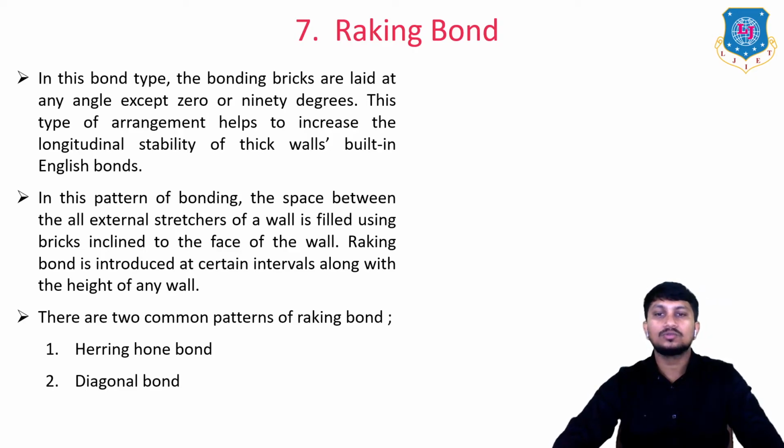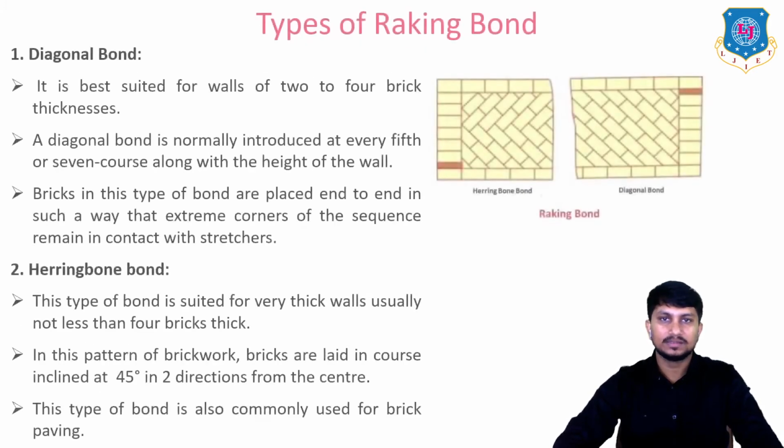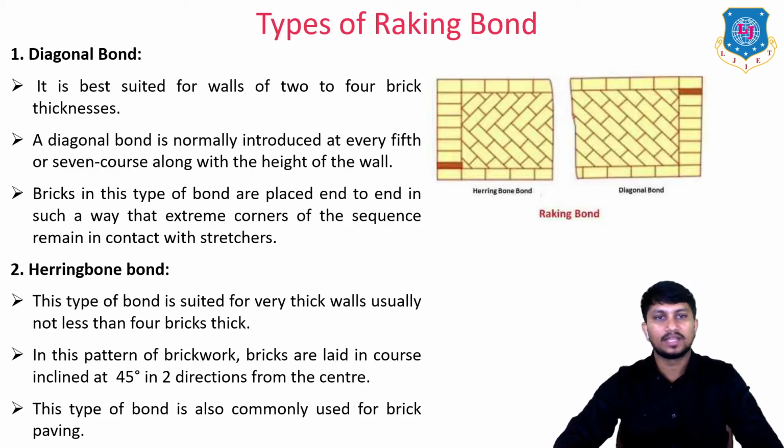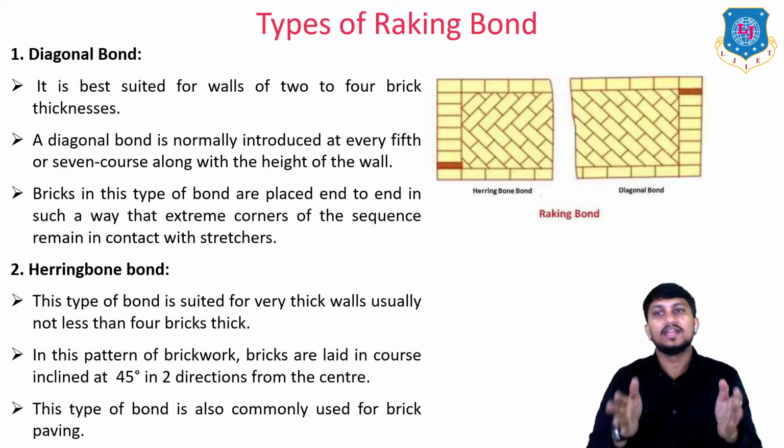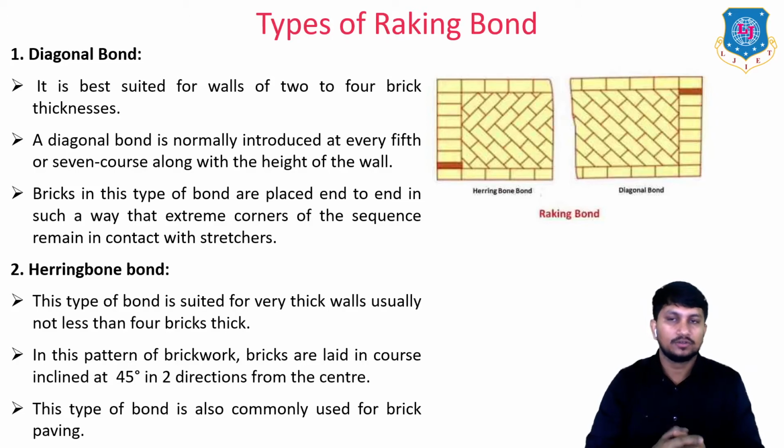Okay, there are two patterns you can construct in a racking bond. First is herringbone pattern, and second is diagonal pattern. Okay, let's see these two patterns, or you can say two types of racking bond. First is a diagonal bond. This is how diagonal bond looks like. It is best suited for walls of 2 to 4 brick thickness. If the thickness of the wall is more, you can use this type of diagonal bond.